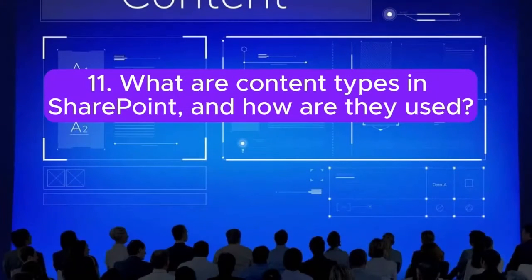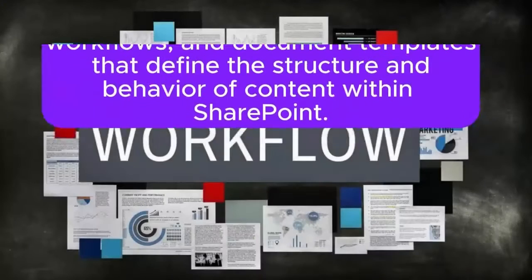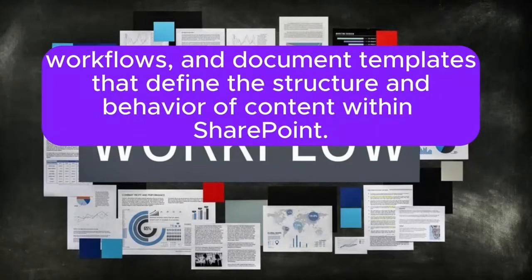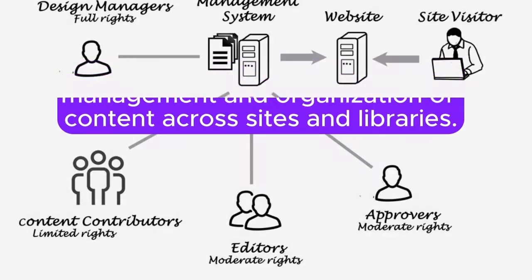11. What are content types in SharePoint, and how are they used? Answer: Content types are reusable collections of metadata fields, workflows, and document templates that define the structure and behavior of content within SharePoint. They allow for consistent management and organization of content across sites and libraries.